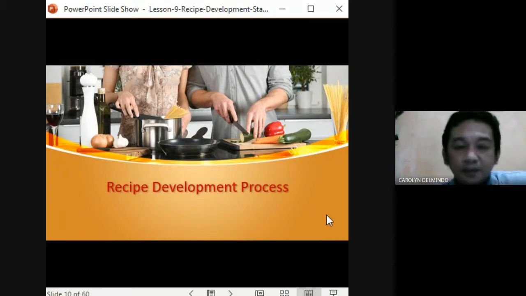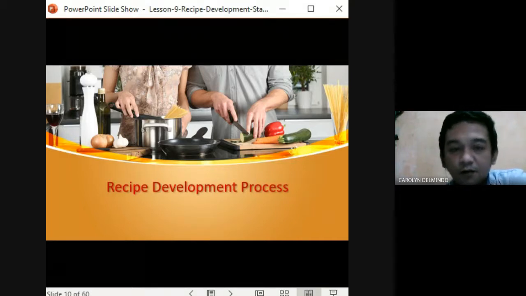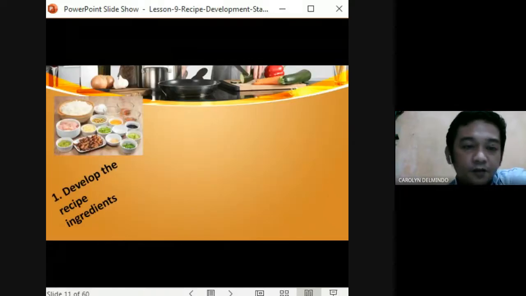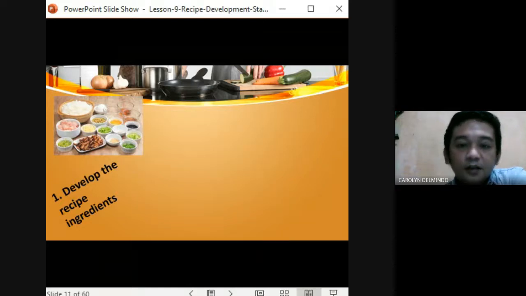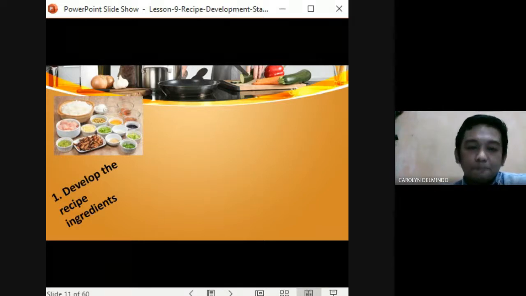Let's go with the recipe development process. Okay, any questions with the first topic po? Okay, kung wala, let's proceed to recipe development process. Okay, the first one, develop the recipe ingredients. So, when you say develop, since existing na ang ating mga ingredients, we have to develop kung paano siya gagamitin sa certain recipe.